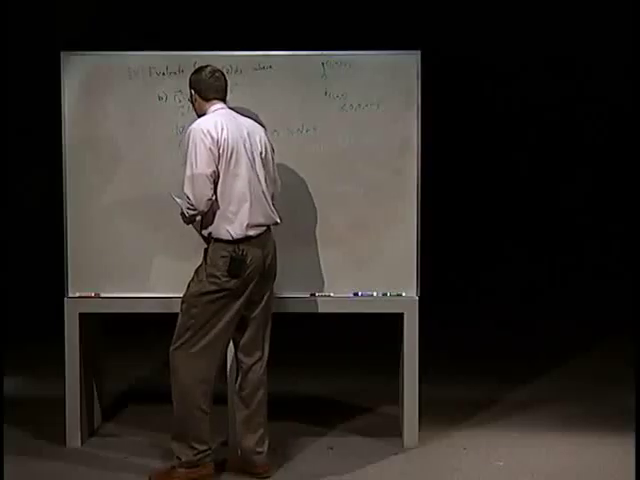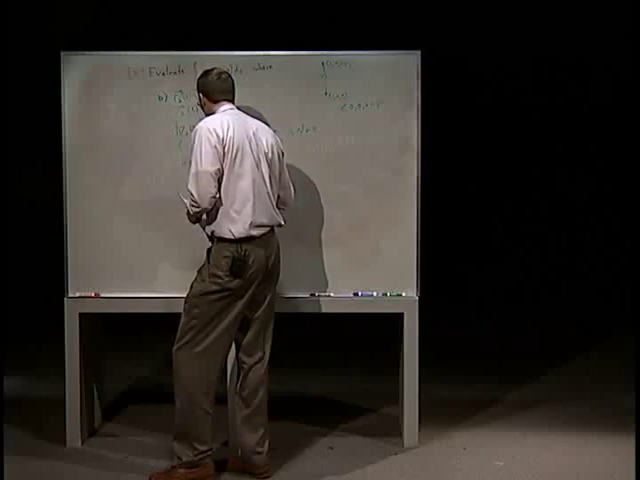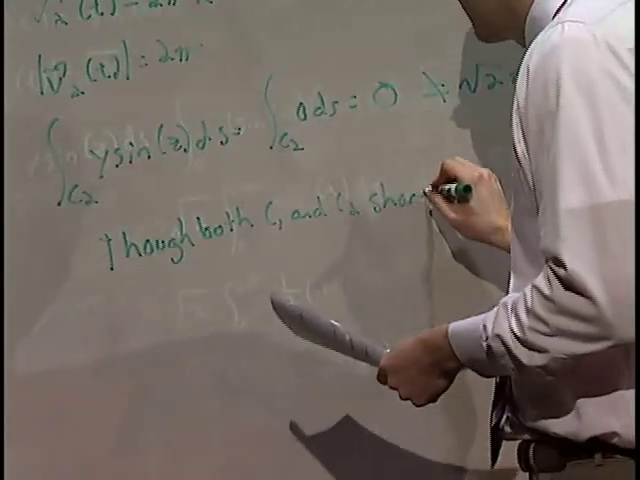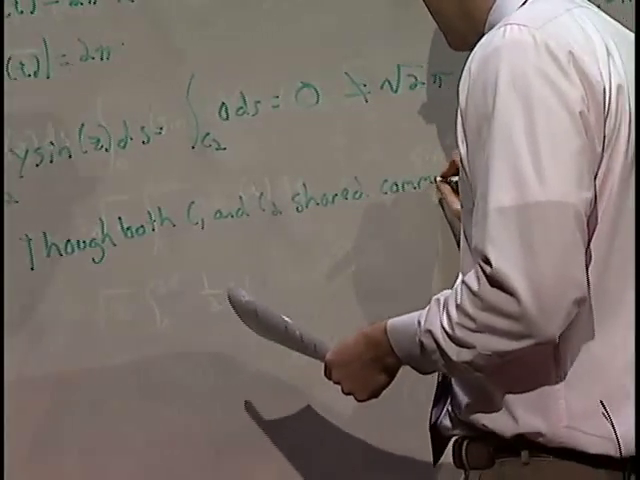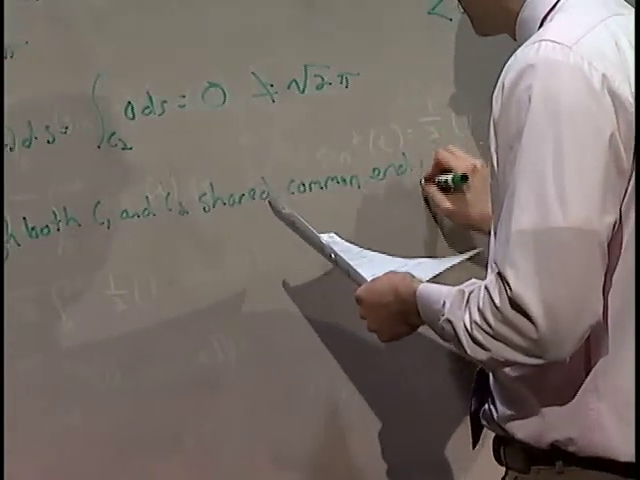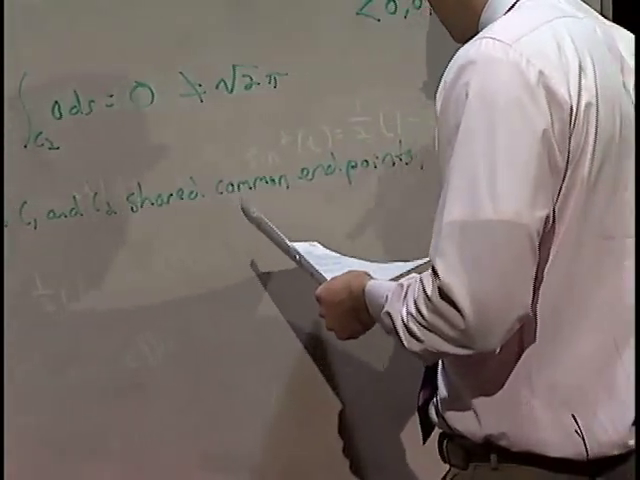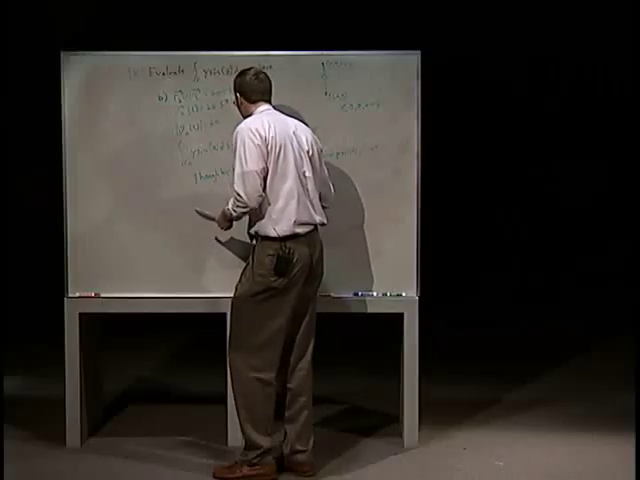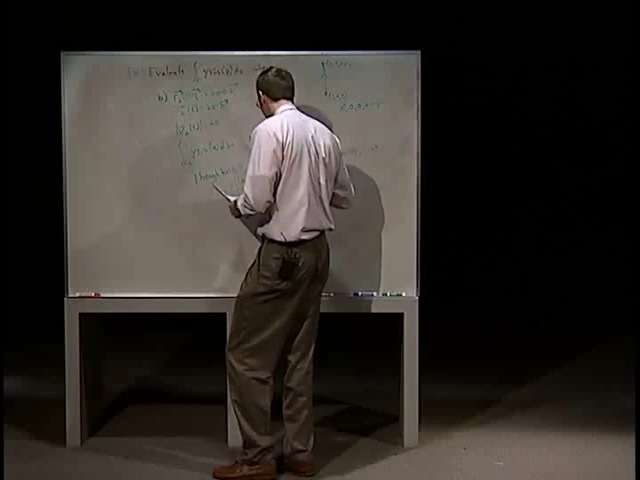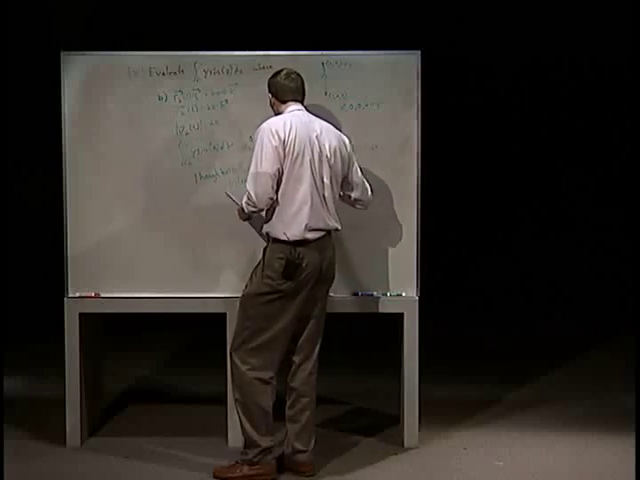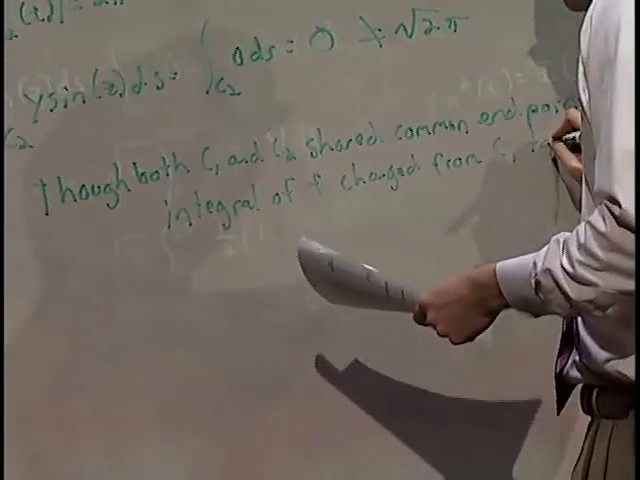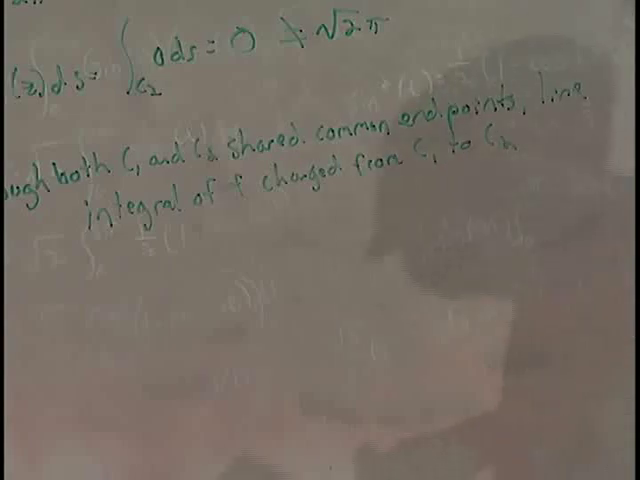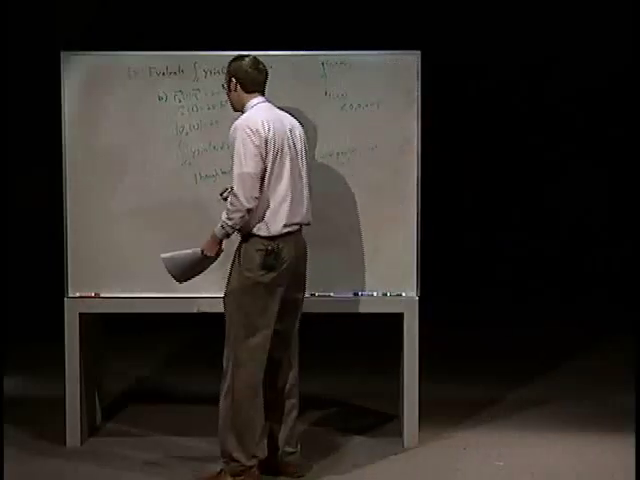So even though both C1 and C2 shared common endpoints, the line integral of f changed. Right? So the integral of f changed from C1 to C2. It wasn't the same. Right? And so that's true in general.